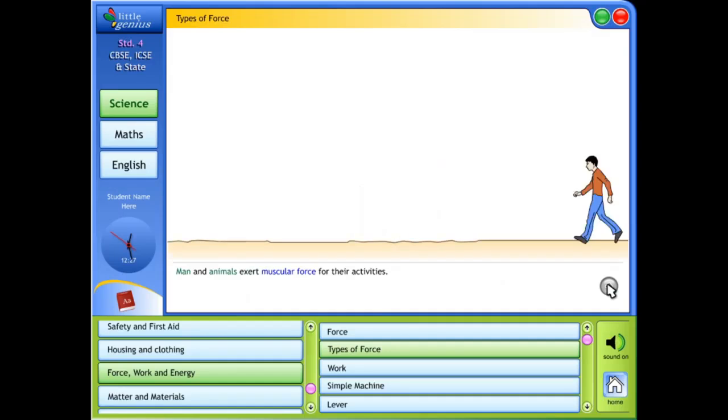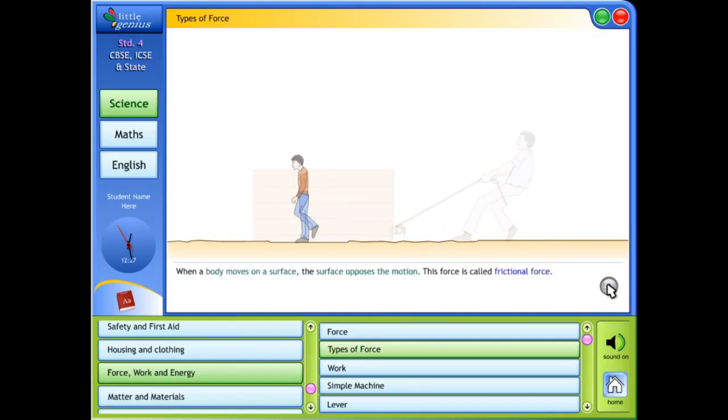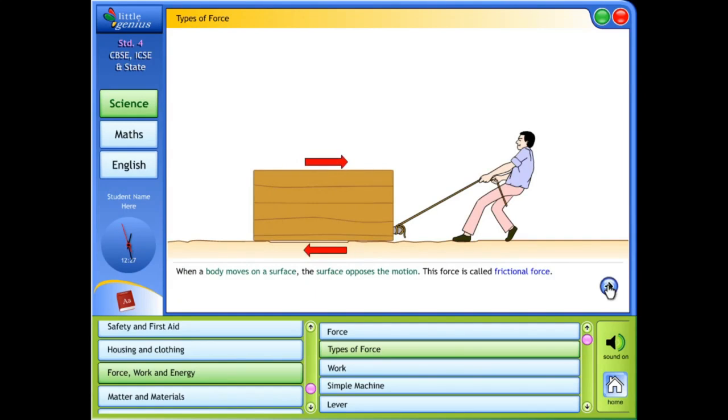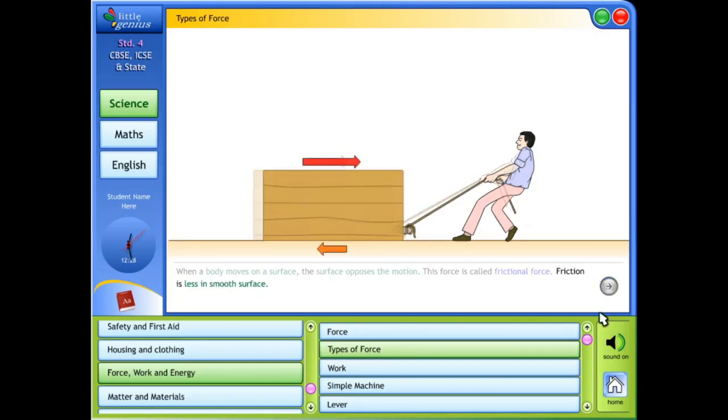Man and animals exert muscular force for their activities. When a body moves on a surface, the surface opposes the motion. This force is called frictional force. Friction is less in smooth surface. Friction can be further reduced by rolling.